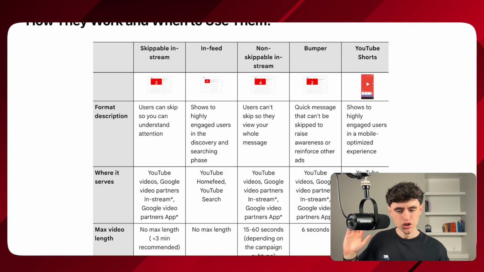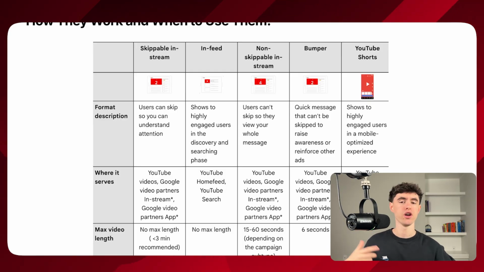So the first type of format is the skippable in-stream section. When you're on YouTube, you're watching a long form piece of content, and as you click on it, usually an ad will appear before your video. These are usually skippable. And most people, when I talk to most of my clients, intuitively, they say to me, like, I always skip those ads. Why would I ever watch them?